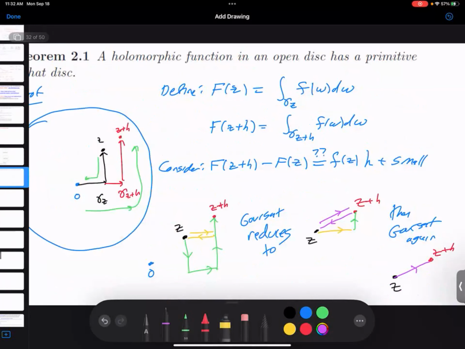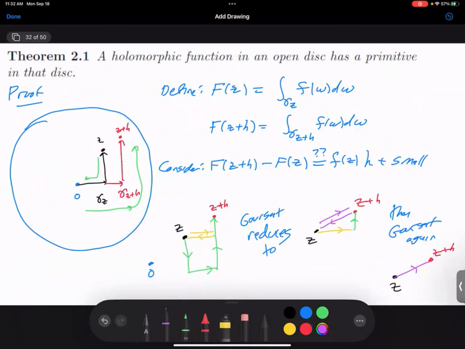So the question then becomes, is it essential that f is holomorphic in this part? Can anybody give me an example of a continuous function that's not differentiable? Or at least a candidate for a continuous function that's not differentiable.